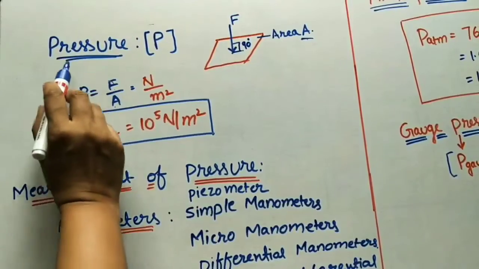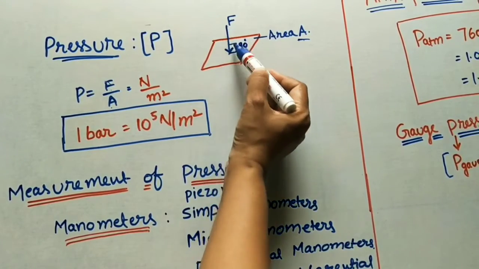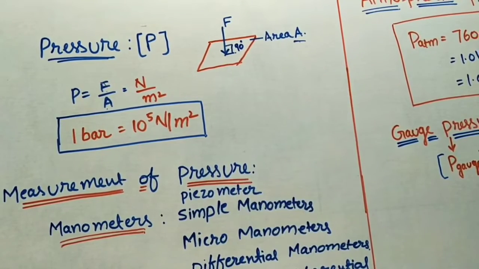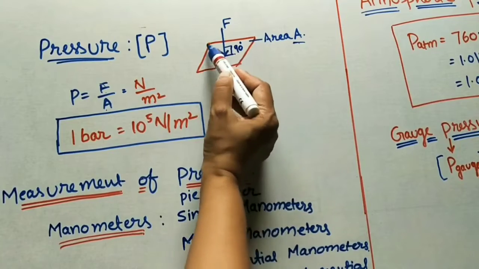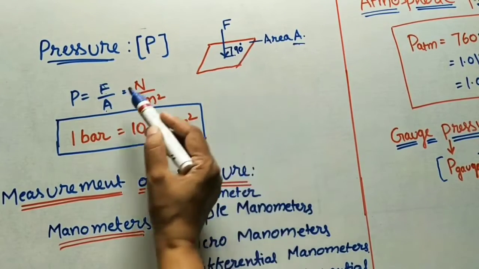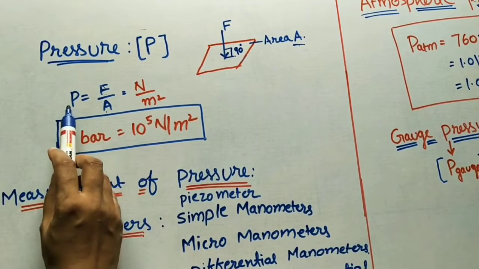So here, what is the pressure? We are taking the symbol capital P for this. It is the normal force acting on a given area per unit area. Normal force means the force is making 90 degrees with the given area. It is the ratio of normal force to the given area, force acting on a given area, F by A. It is the pressure formula.